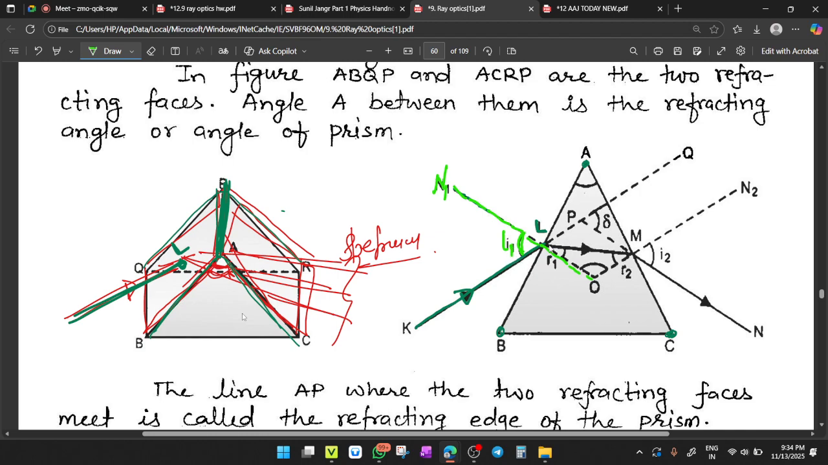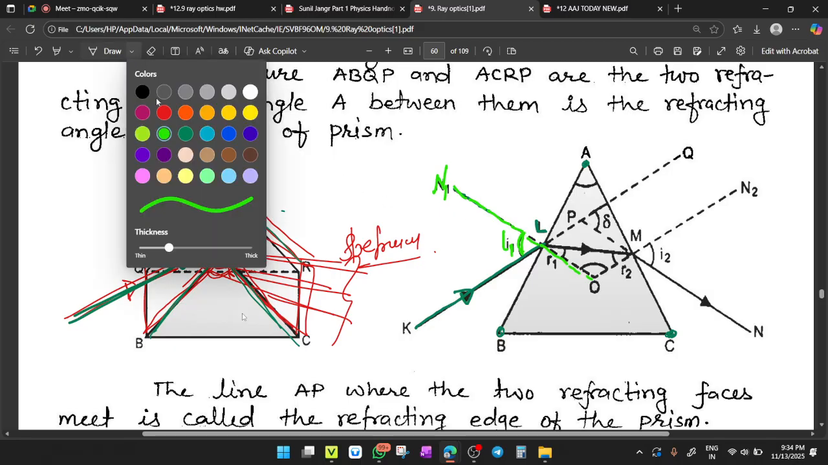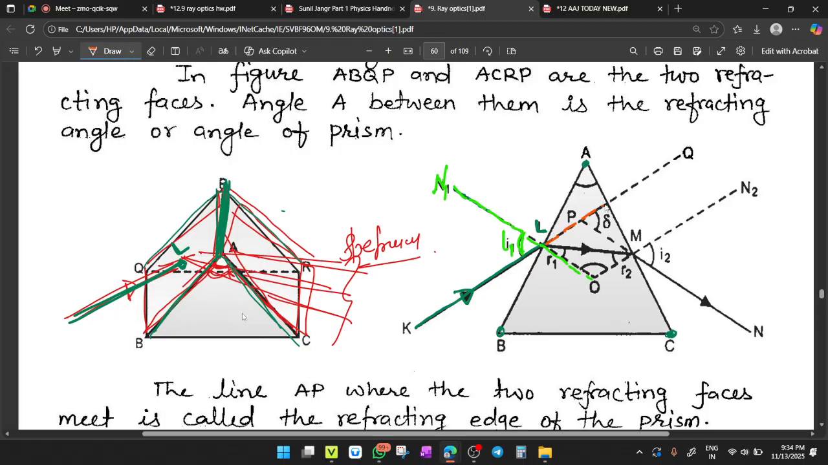When the ray is coming from rarer to denser medium, it will bend towards the normal. Actually, the ray has to pass like this. This should be the original path of the light. But it bent towards the normal by making some angle R1 and passes like this. Clear? So I1 is the angle of incidence and R1 is the refraction angle. And NO is the normal for the first surface. Clear?